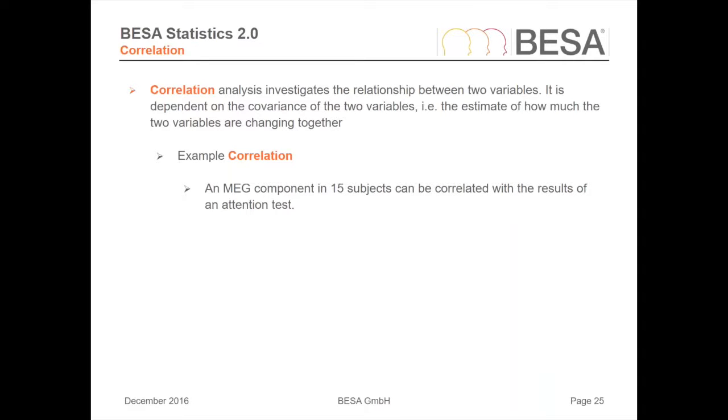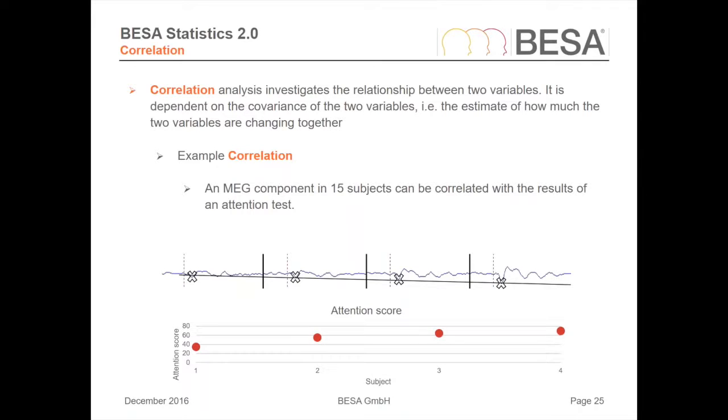So lastly, the correlation analysis. This investigates the relationship between two variables. It's dependent on the covariance of these two variables, so how much do they change together? For example, we want to correlate an MEG component, so the MEG response to a task, with a result of an attention test. So we have some MEG results and we have attention scores for the different subjects, and the question is, are these correlated or not?